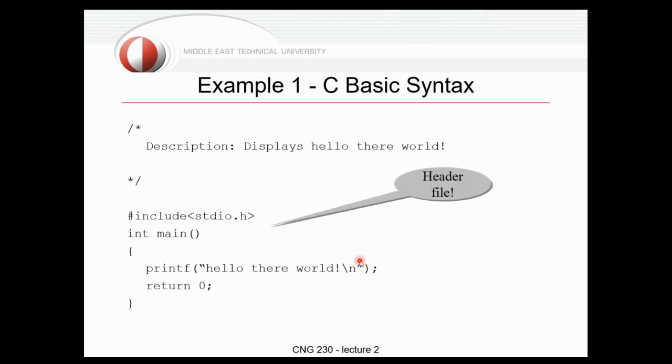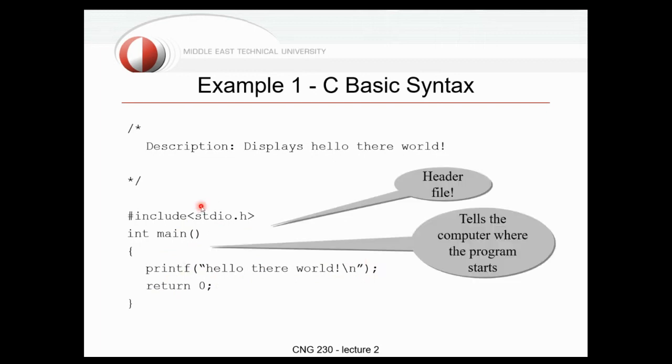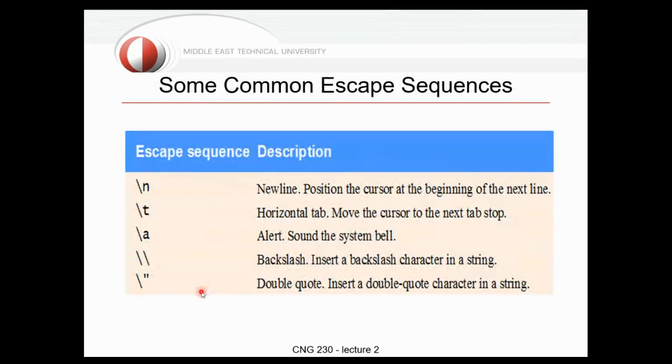So this one was the header. And this one is starting our block in the main function, and return 0 at the end is the last thing that we should do in all programs in order to return the value.